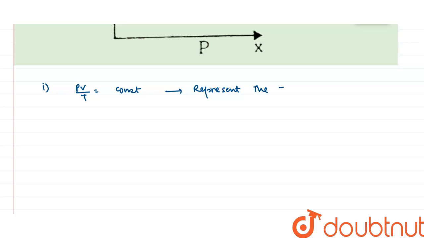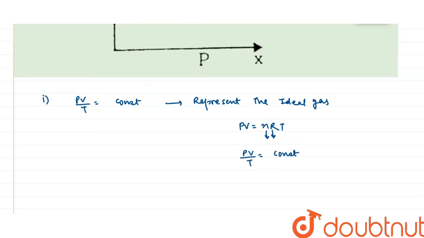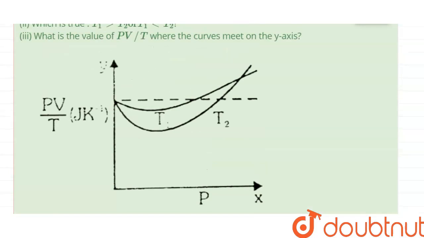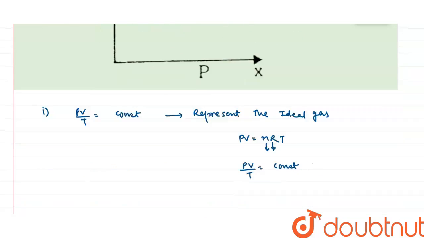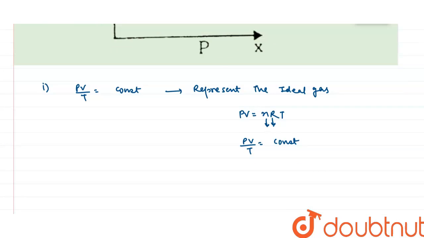We know that the ideal gas equation is given by PV equals nRT, where n is the number of moles, which is constant for oxygen, and R is the universal gas constant, which is also constant. That means PV upon T equals a constant for an ideal gas, and this dotted line is also saying that PV upon T is constant. The value of PV upon T is the same for all values of P, as you can see. That means this represents the ideal gas. So this is the answer of the first part.